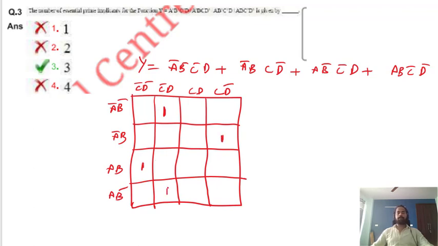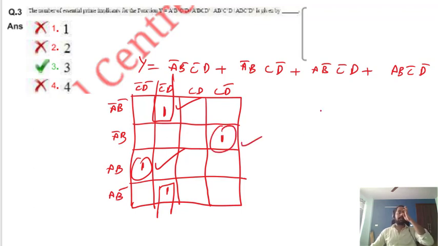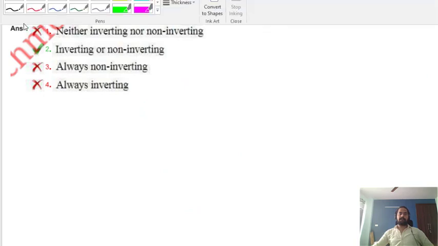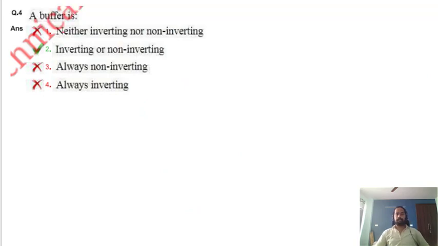Now we have to group the ones. Here I can group this one. One will be this essential prime implicant, this essential prime implicant, and one is this. In total there are 3. The number of essential prime implicants in this question is 3. So option 3 will be the correct answer. Next question, a buffer can either be inverting or non-inverting, so option second will be the correct answer.